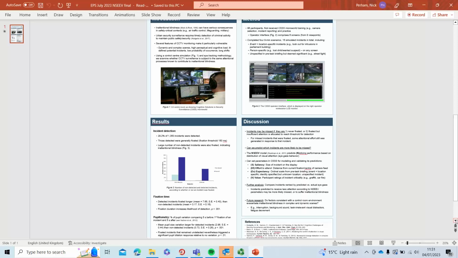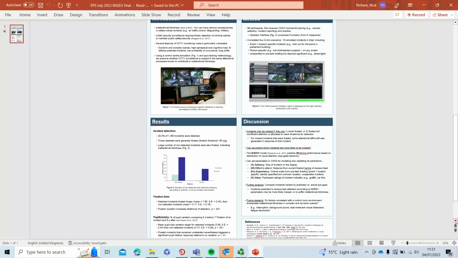Next is effort to attend, so we can consider this in terms of distance from the current fixation or from the centre of the camera feed, with the assumption that peripheral incidents require more effort to attend to than those in central vision. There are then 2 top-down factors, expectancy and value. Expectancy can be determined by the pre-task briefing, so those incidents which are expected in a particular location may be more likely noticed than those that could appear on any screen, which in turn might be more likely noticed than those for which no prior information is given.